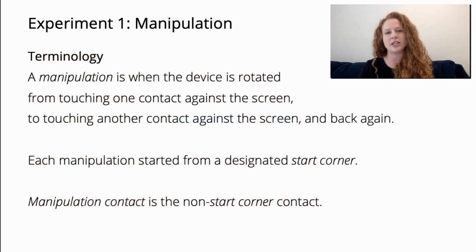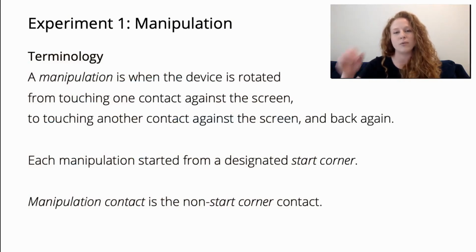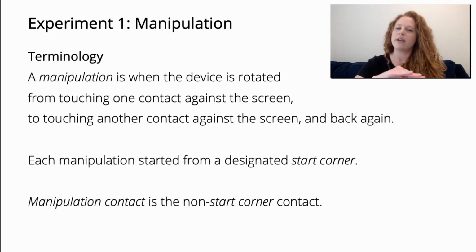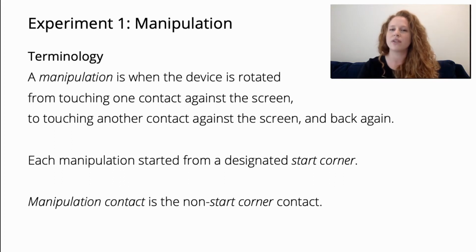We use the term manipulation to mean when a device is rotated from touching the screen with one contact to touching the screen with another contact and back again. Now, if you count up all of the possible pairs of contacts, it's 26 choose 2, which is hundreds of contacts, and that's not really realistic in any sort of reasonable experiment time. And so in order to mimic real use where a corner would be used as an inking corner, we designated one corner as a start corner, and then all manipulations start from start corner to a different contact and back again. And we use the term manipulation corner to describe the contact in a manipulation that is not start corner.